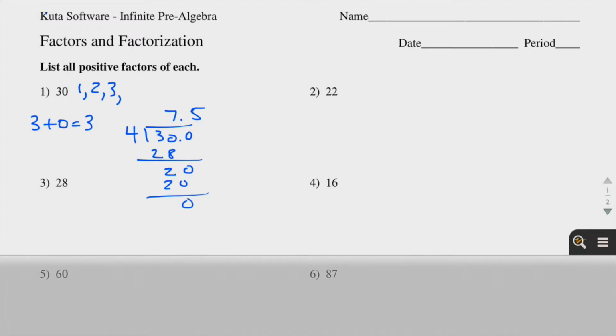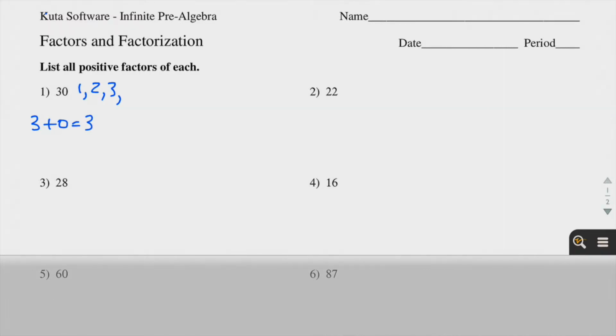Even though we ended in the 0, that doesn't mean that 4 goes into 30, because we have a remainder. That 0.5 is the remainder. So 4 does not go into 30 evenly, so 30 is not divisible by 4. So we can go ahead and skip that one.